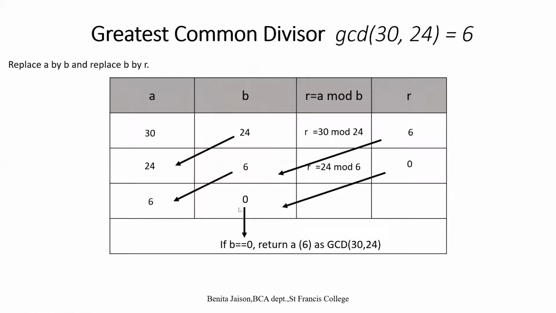In this case, as B is 0, in the third row we got the value of B as 0. For some numbers, it may take longer, or for some numbers even in the first row you may get a B value of 0. At any point, if you are getting B as 0, return A as the greatest common divisor.